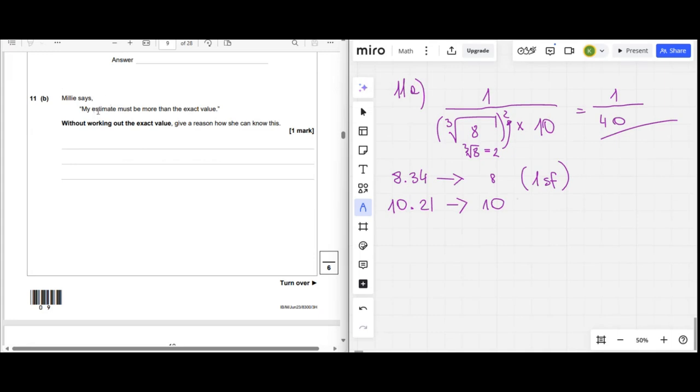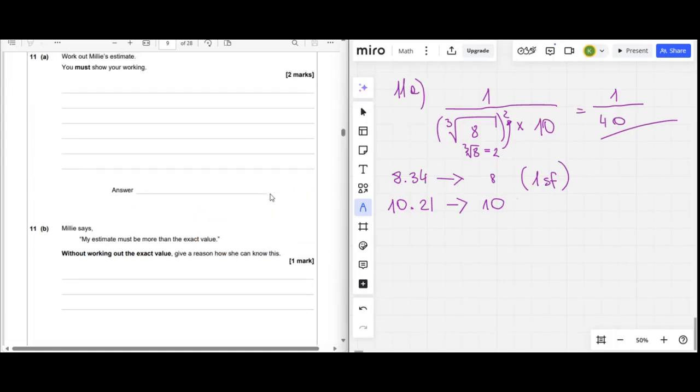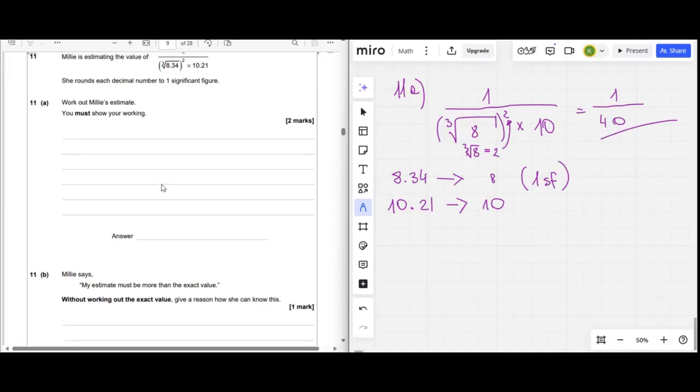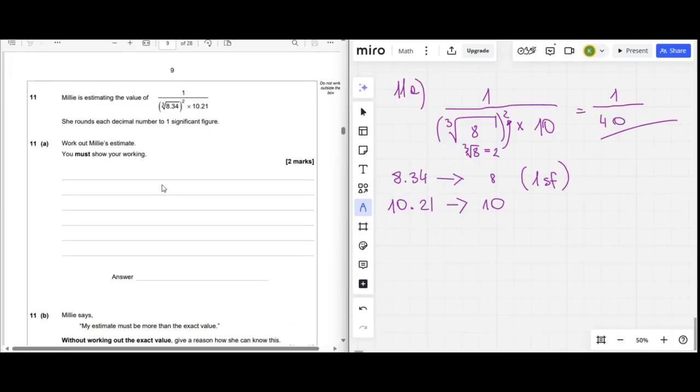In B, Millie says my estimate must be more than the exact value. Without working out the exact value, give a reason how she can know this. Estimate must be more than exact value. In both cases, she rounded down, right? To 8 and to 10.